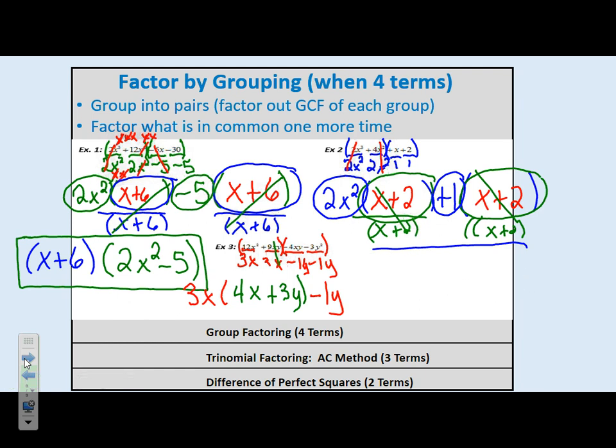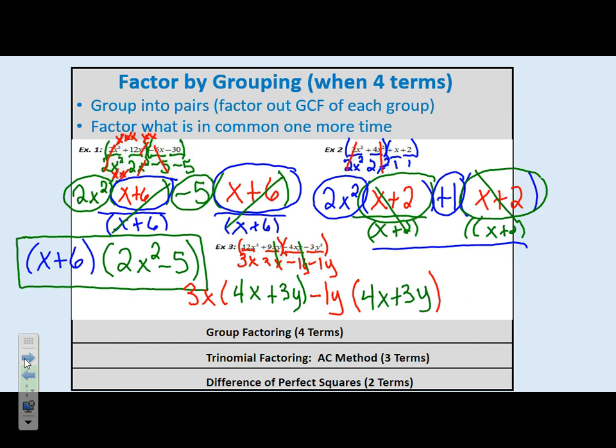Now that we have that done, we are going to break it up even further. So I'm going to have in my parentheses 4, y's cancel, so 4x. Now two negatives make a positive, so I'm going to have a positive 3y.